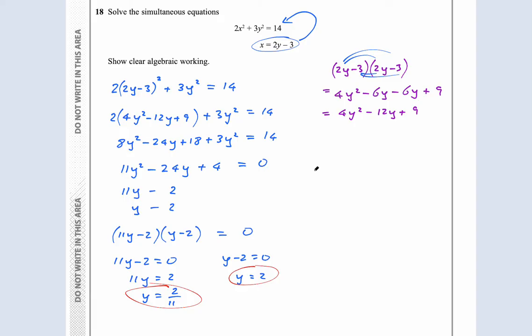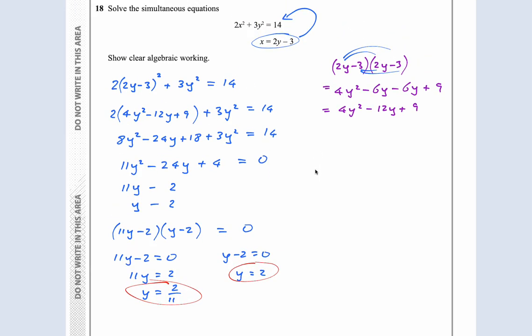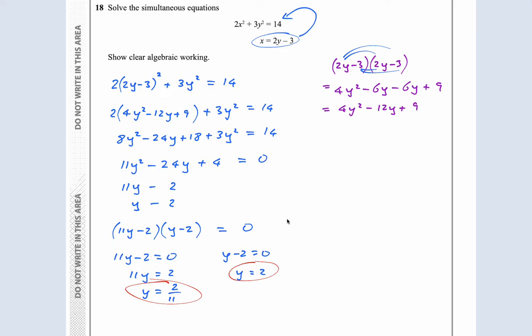But for each y value, I need an x value. So I'll do it here. For y equals 2, I'll start with that, guys, because that's the easier one. For y equals 2, x equals, I'm going to use this equation again, but I'm going to sub in 2 for y. So it's 2 times 2 minus 3, because y is 2, equals 4 minus 3, which is 1. 4 minus 3 equals 1.